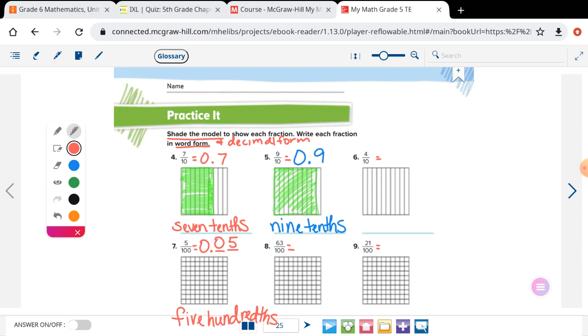Now, thinking of my out of, I need 5 out of 100 of these cubes shaded. Is that 5 whole rows? No, so you're just shading 5 individual little boxes. So it's really half of 1 row. I want you to take a second and try and complete the other 3 at the top of this paper.